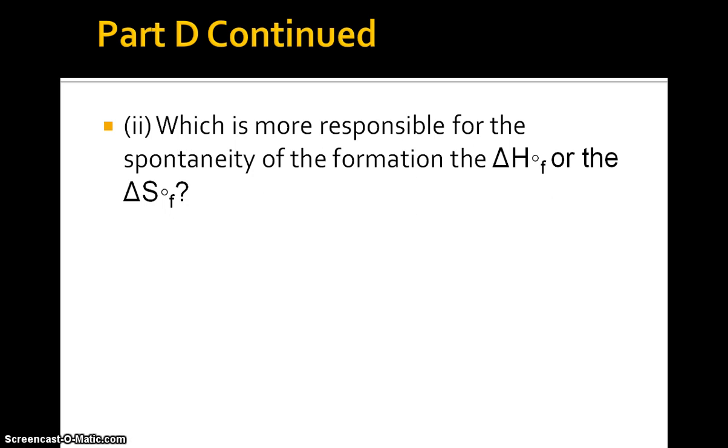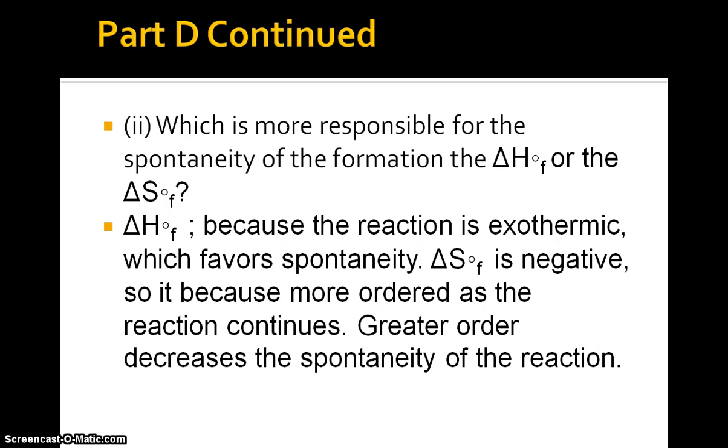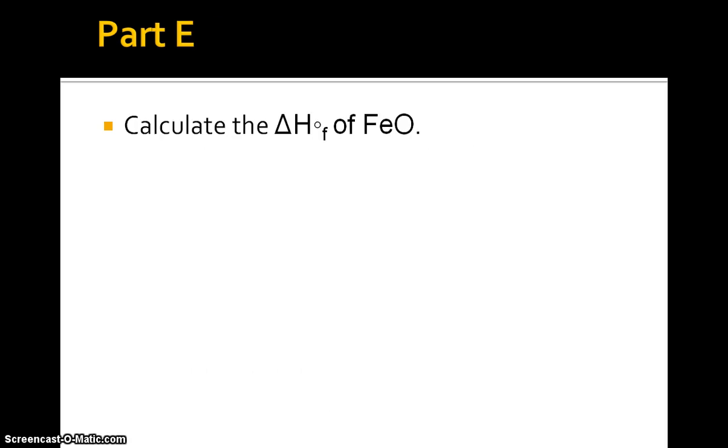The second part of part D asks which is more responsible for the spontaneity of the formation: the delta H or the delta S. The delta H of formation is responsible. Because the reaction is exothermic, we know that this will favor spontaneity. Based on our calculations from part 1, we know that delta S is negative. Therefore, it is more ordered as the reaction continues. If the order becomes greater, this will decrease the spontaneity of the reaction, which means delta S is less important.